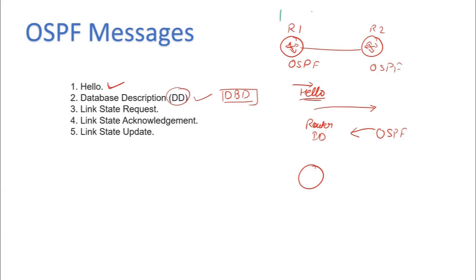Whatever database it has for the routing table, or whatever information it has, its topology database information, it will send to router 2, and the same thing is done by router 2 back to router 1. So that is the database information sent from router 1 to router 2 or to any other router. That is the second type of message.